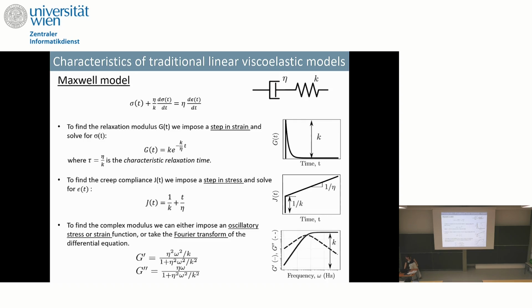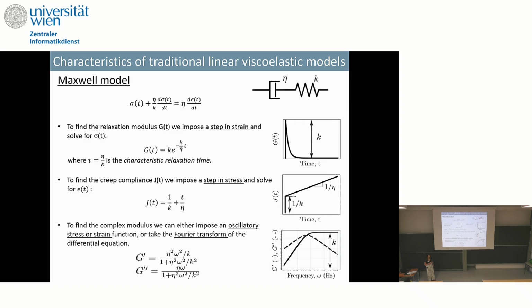And again, you can also do it for the G prime, G double prime. You can either substitute in your differential equation the oscillatory strain, or you can take the Fourier transform. So you can see here that at short time scale, the first element that is going to give the response is going to be the spring. We will see this one later again, that is important.